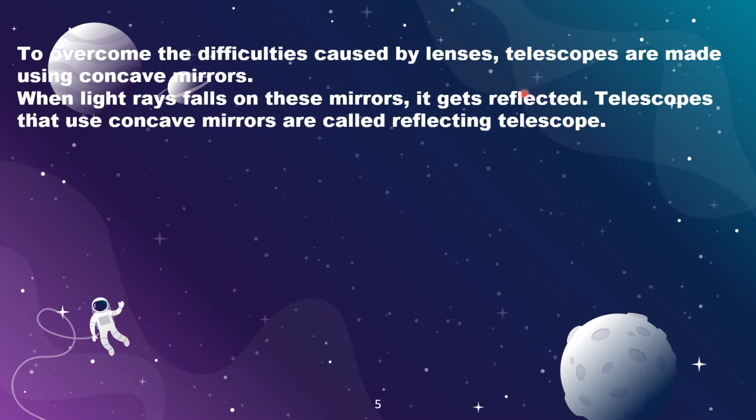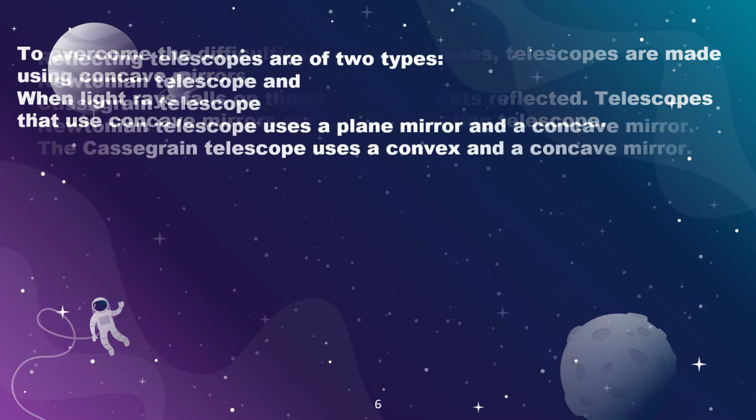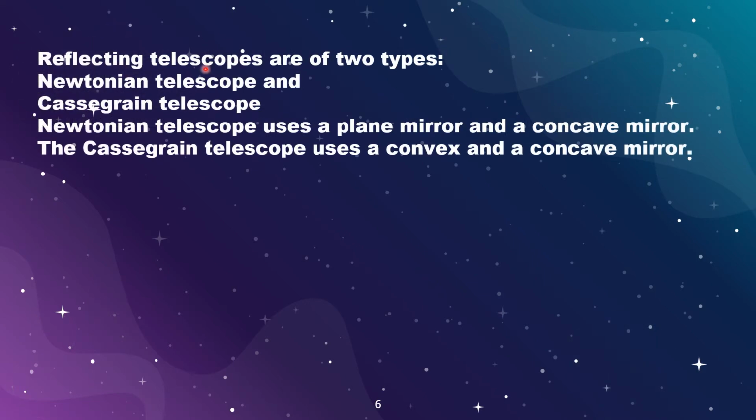Reflecting telescopes are a type of optical telescope. The reflecting telescopes are of two types: the Newtonian telescope and the Cassegrain telescope. The Newtonian telescope makes use of a plane mirror and a concave mirror, whereas the Cassegrain telescope makes use of a convex mirror and a concave mirror.